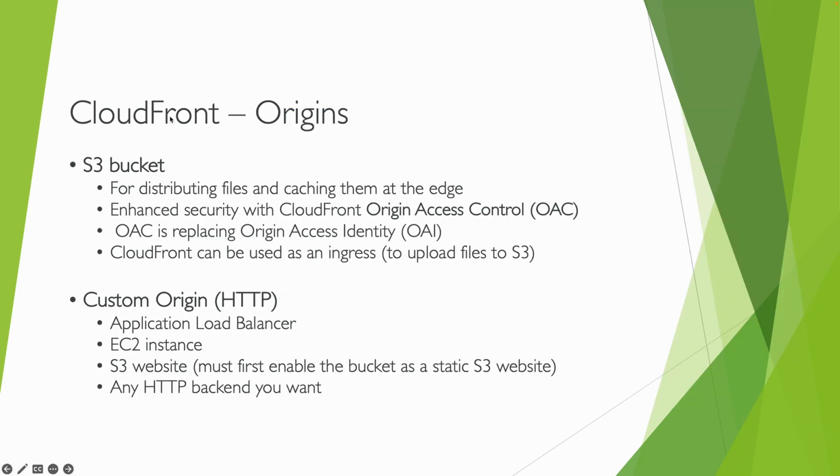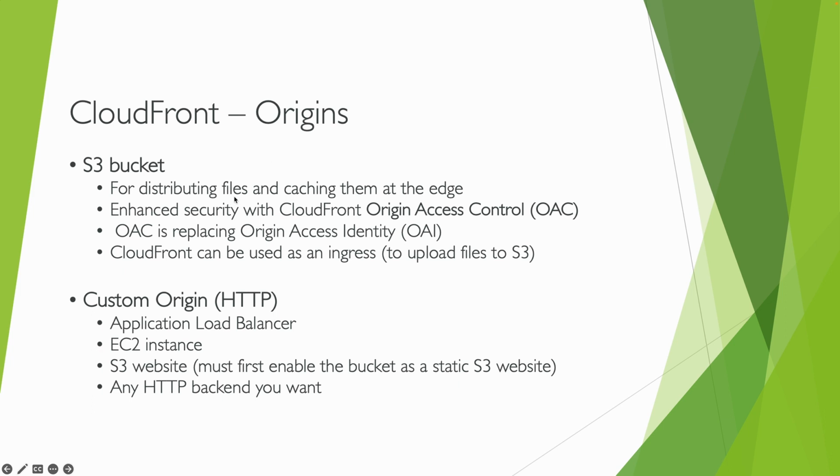So what are the origins from which we can get the data and store it in CloudFront? There are two origins. One is the S3 bucket, and the other is a custom origin over HTTP, which may be an EC2 instance or something. First we'll see the S3 bucket, and how we use S3 buckets with CloudFront for distributing files and caching them in the edge locations.